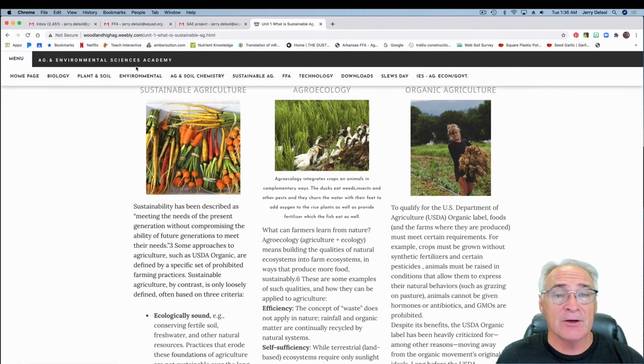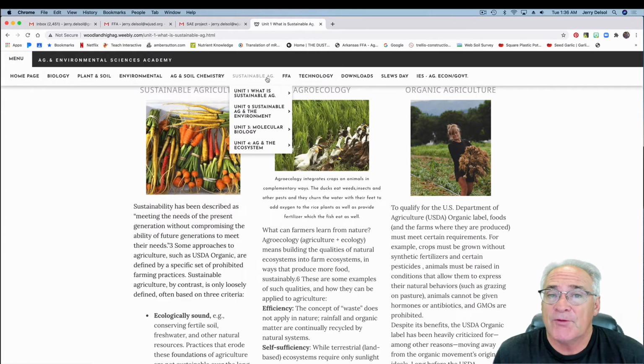So in this menu, what we have basically is 4 units. That's what we're teaching. First of all, what sustainability is. The second part is how sustainability and the environment coexist. Molecular biology, that's essentially the DNA and traits that we're going to be looking at. And then the ecosystem itself.